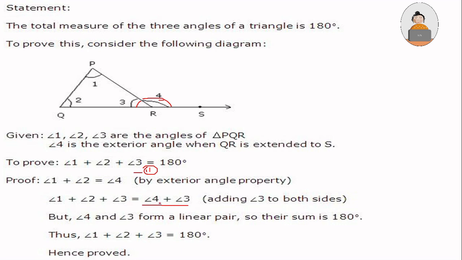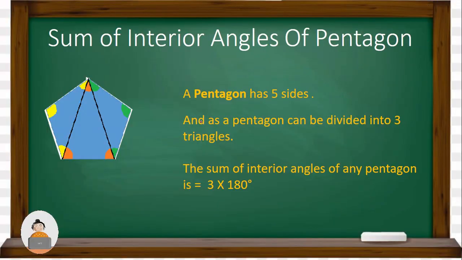Now if I write 180 degree in place of this, I will prove that the sum of the interior angles of the triangle is equal to 180 degree. Hence, we have proved the property that the sum of the interior angles of the triangle is equal to 180 degree. The next is the sum of interior angles of a pentagon.